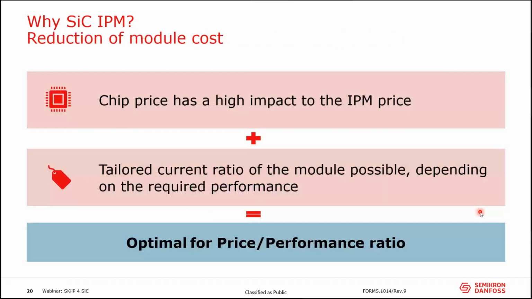Another topic is that the price of the silicon carbide chips is still quite high. We have a possibility to offer to the customers the chips, the modules with varied number of the chips inside, so that we can tailor the rated current ratio to the application itself, depending on the required performance. So the price performance ratio can be optimized.